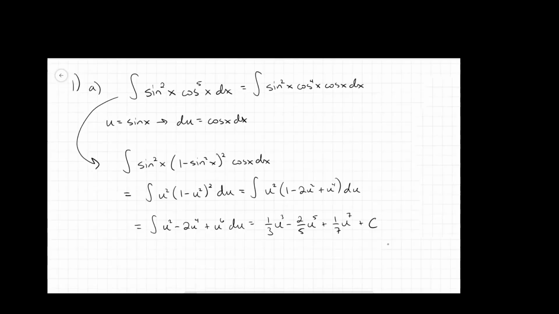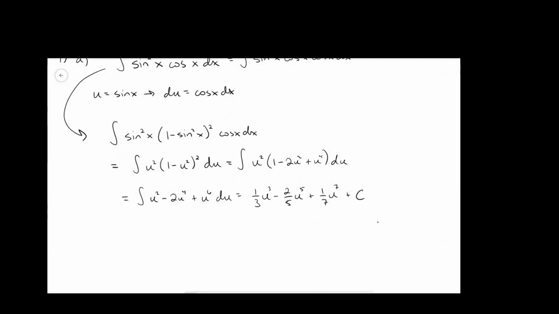And then last step, what was u in the first place? It was sine x, right? So now we'll just change that back. So we get 1/3 sine cubed x minus 2/5 sine to the fifth x plus 1/7 sine to the seventh x. So there we go. Got it.